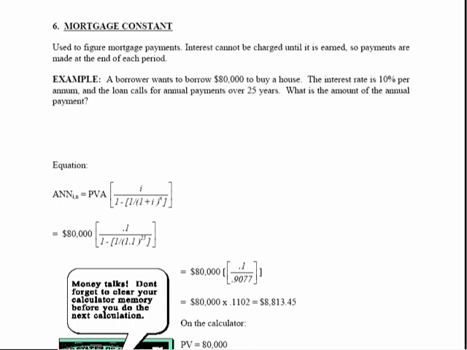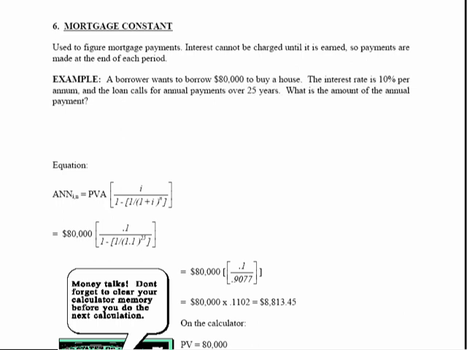Now, mortgages are typically monthly payments, but you'll notice, especially in some of these initial problems, we're going to assume annual payments. That's just so as not to confuse the issue starting out here. But there's plenty of problems in the problem sets where we have monthly mortgage payments, where we're going to have to make adjustments to these monthly mortgage constant calculations.